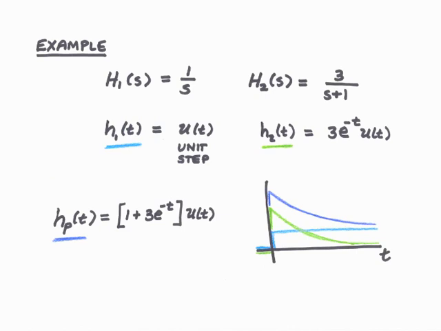Let's do an example. H1 of S will be 1 over S, and H2 of S will be 3 over S plus 1. H1 of T then is the inverse Laplace transform of 1 over S, which is the unit step. And H2 of T is the inverse Laplace transform of 3 over S plus 1, which is 3 e to the minus t u of t. So HP of T will be the sum of these two, and will be 1 plus 3 e to the minus t times u of t.